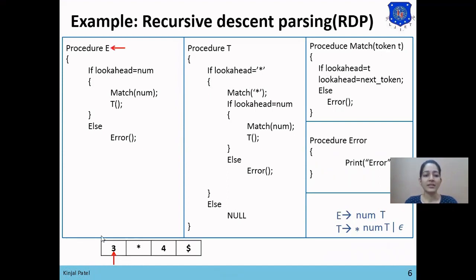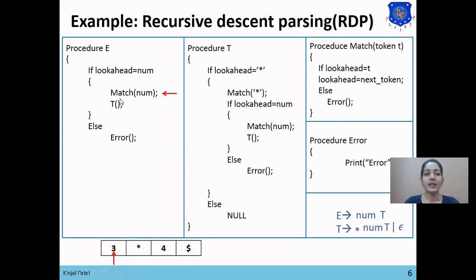Now we want to parse a string using RDP. Here is the string 3 star 4. First, our lookahead is pointing to the first character, which is 3, and the counter will start execution from procedure E, which is the starting symbol of the given grammar. In procedure E, the first condition is if lookahead equals number. Here 3 is a number, so the condition is true, then match 3. So this will call the procedure match.